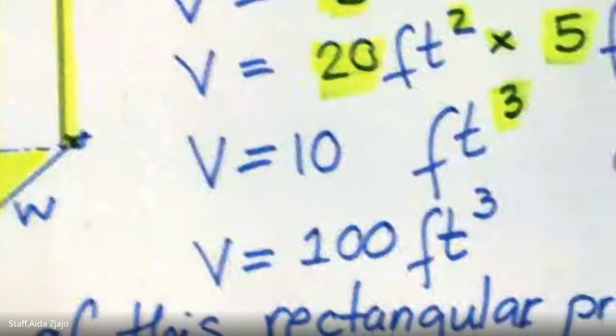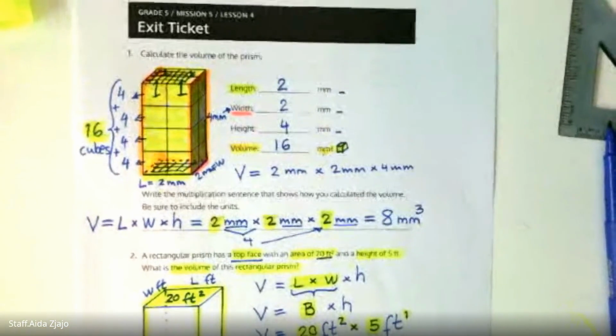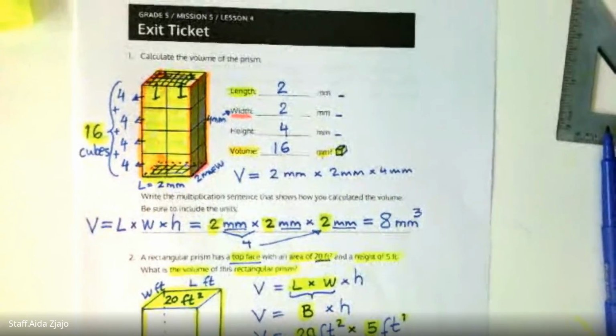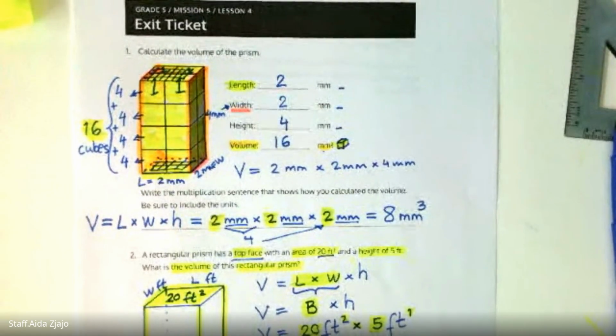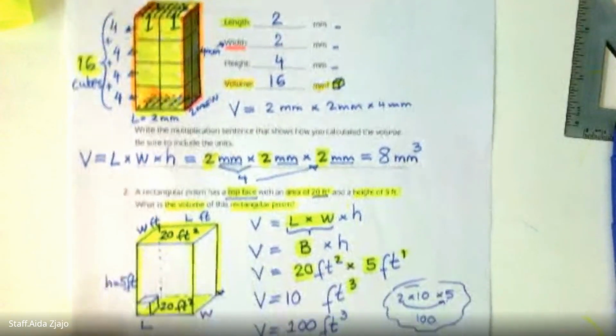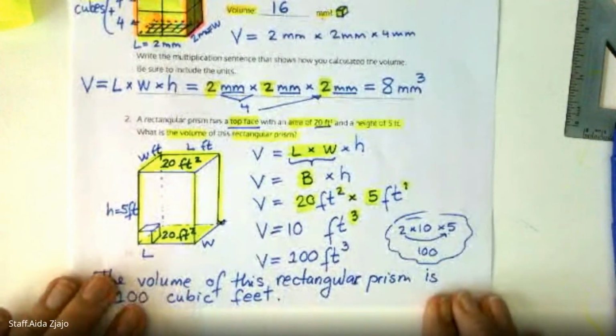And for all the parts, Exit ticket, grade 5, mission 5, lesson 4, question 1, and then question 2.